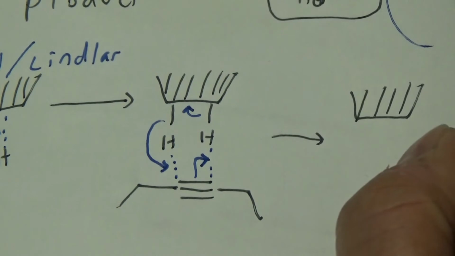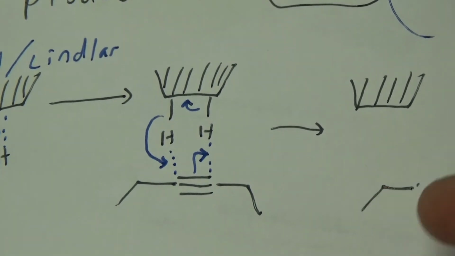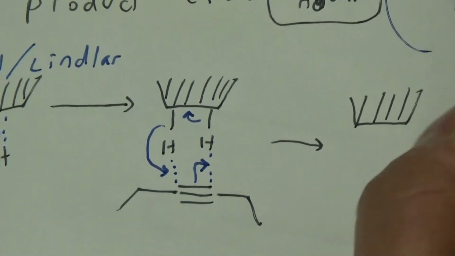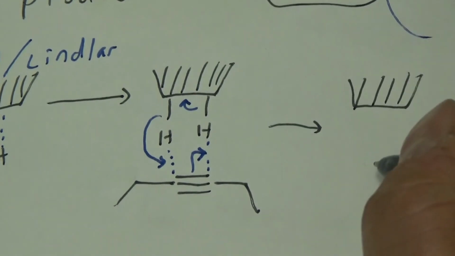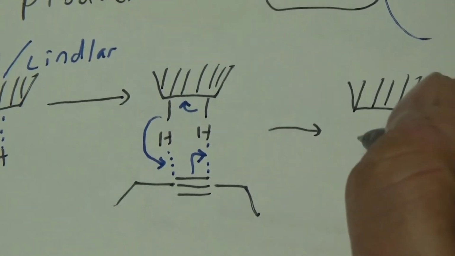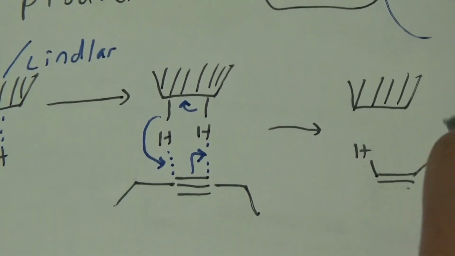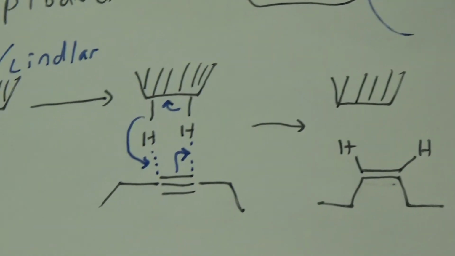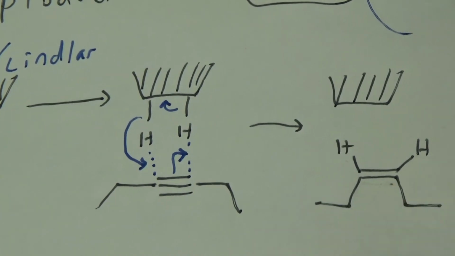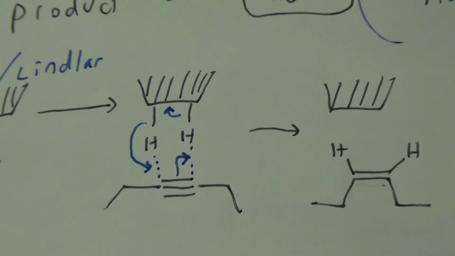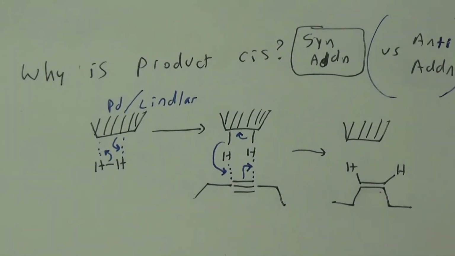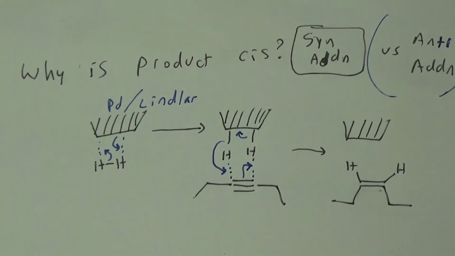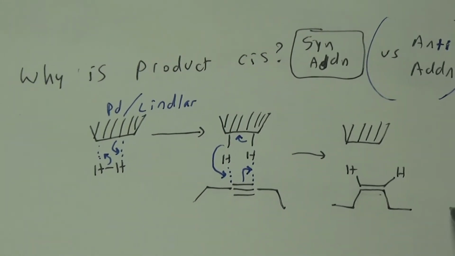And you got your, let's try to draw this carefully. There's our alkene with cis-added H's, right? I had to pop down the 2 ethyl groups, and that's it. That is why the Lindlar adds to make cis products.